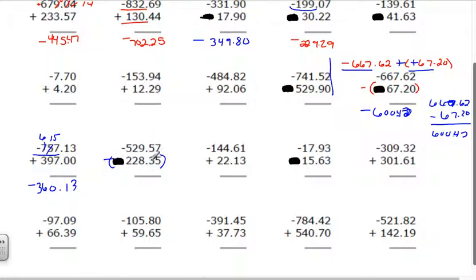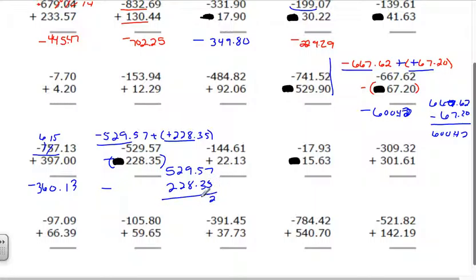All right. This one, again, if I write it side by side like this, I have minus a negative 228.35. With the minus a negative, I want to add the opposite. So now I have 500 negatives, 200 positives. I have more negatives. And I want to subtract the numbers that I have. So 2, 2, 1, 0, 3. So 301.22.